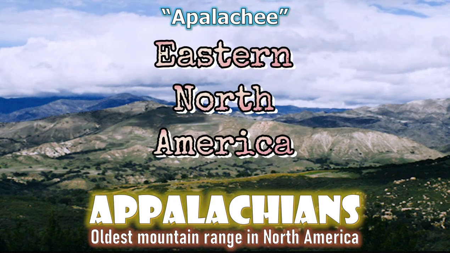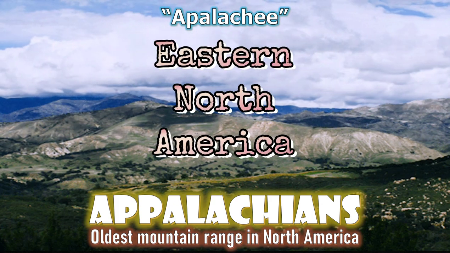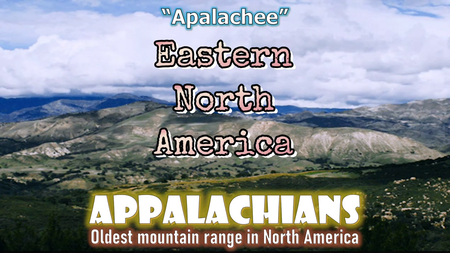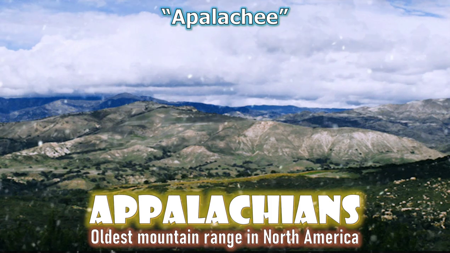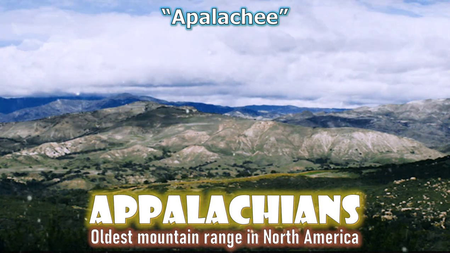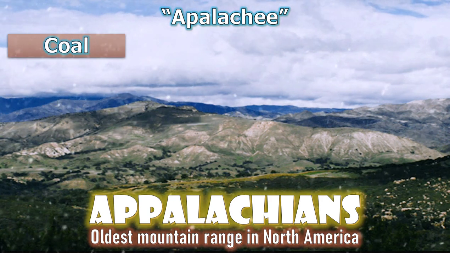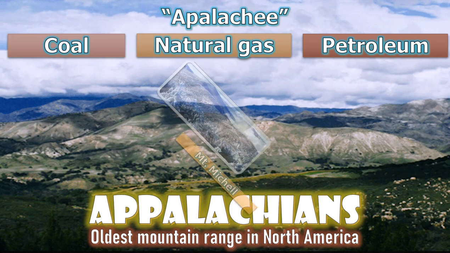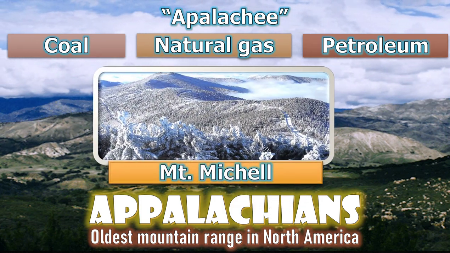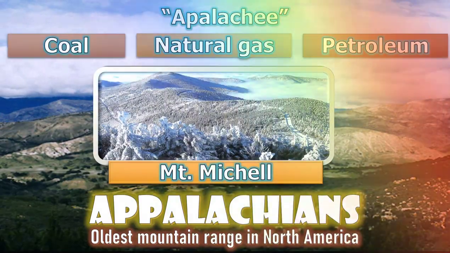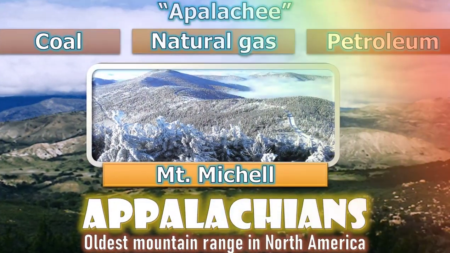The Appalachians are the primary mountain system of Eastern North America. They are known to be 480 million years old. The Appalachian Mountains contain major deposits of coal, petroleum, and natural gas. Mount Mitchell in North Carolina is the highest peak of the Appalachians, standing about 6,684 feet.